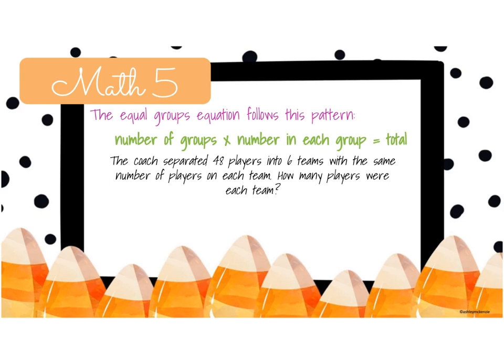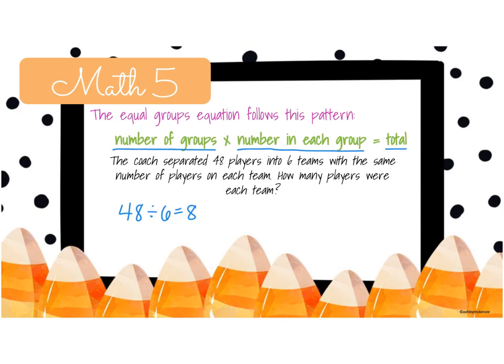So this is what I'm seeing on a lot of your boards. I am seeing 48 divided by 6 equals 8. Okay, remember, I'm writing a multiplication problem: the number of groups times the number in each group, which equals a total.